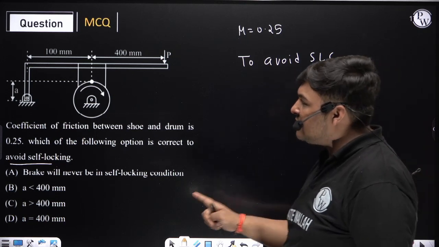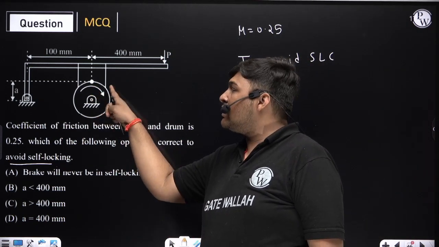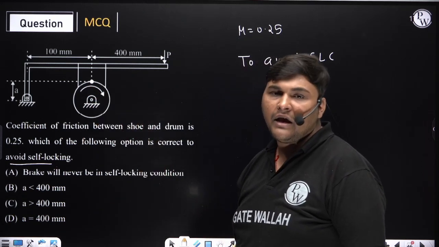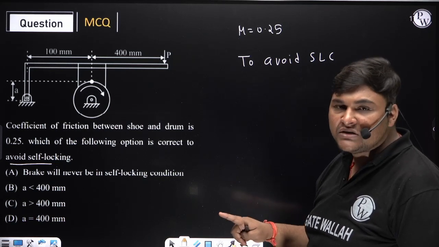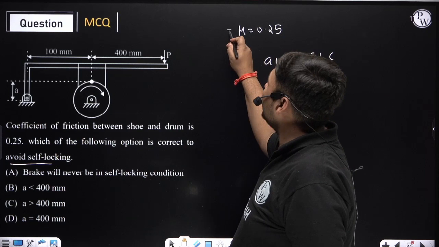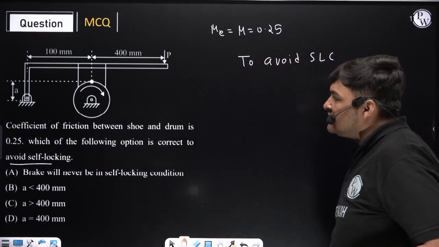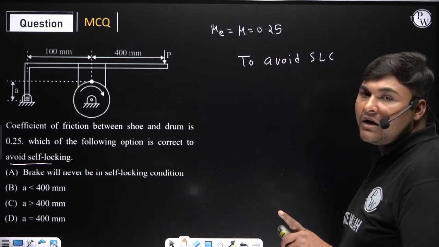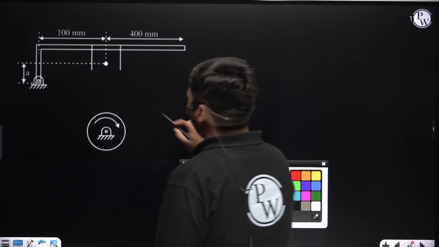The examiner has not mentioned whether this brake is a short shoe or long shoe, and along with that the block angle is also not given. And I already told you, if the block angle is not given and the examiner has not mentioned it, then consider that brake as a short shoe brake. And if it is a short shoe brake, mu equivalent will be equal to mu. Now for the analysis of this case, we will first draw the FBD of the drum and lever.